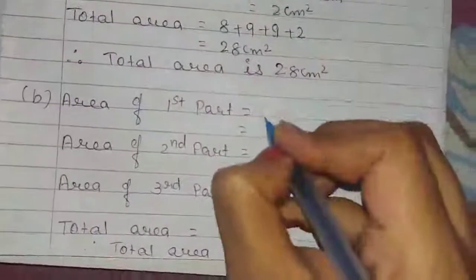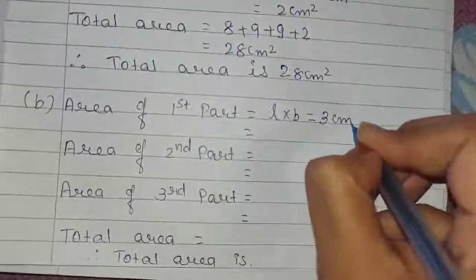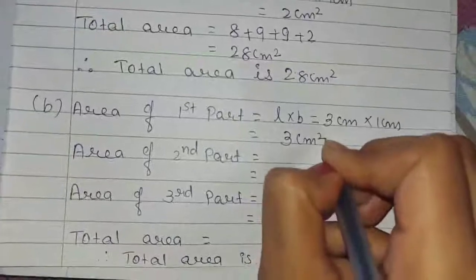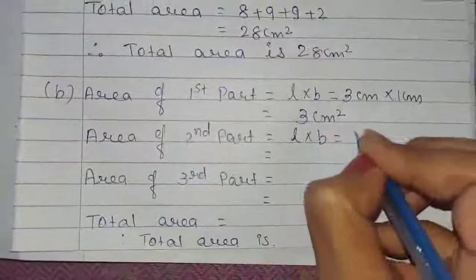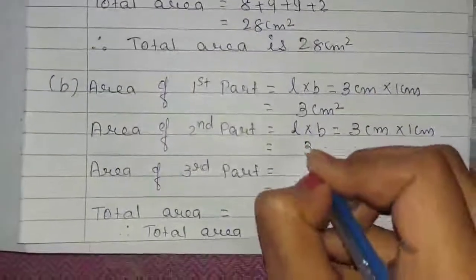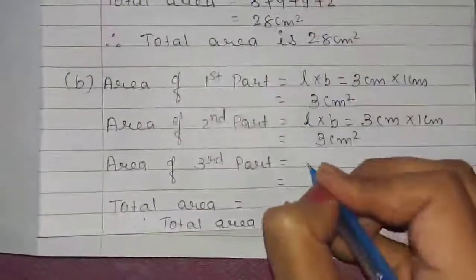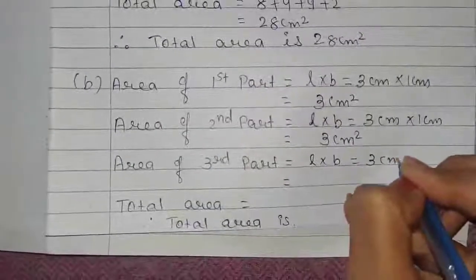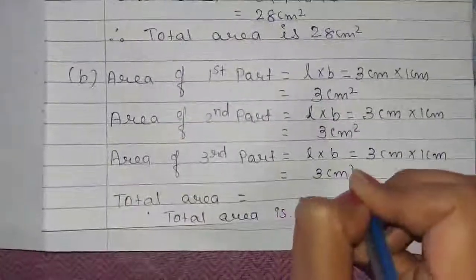Area of first part equals length multiplied by breadth, that is equals 3 centimeter multiplied by 1 centimeter equals 3 centimeter square. Then area of second part equals length multiplied by breadth, that is equals 3 centimeter multiplied by 1 centimeter equals 3 centimeter square. Area of third part equals length multiplied by breadth, that is equals 3 centimeter multiplied by 1 centimeter equals 3 centimeter square.